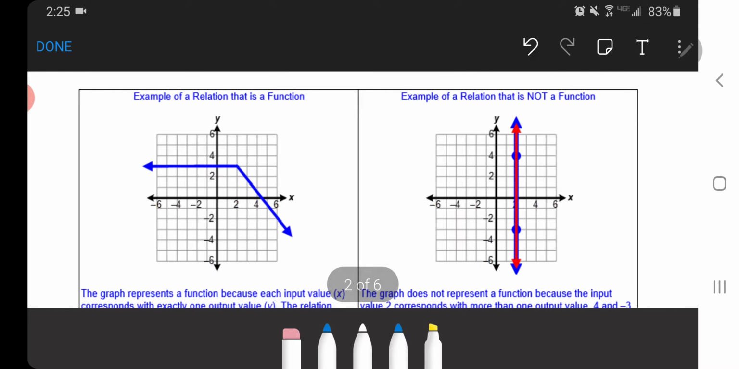Kind of the same thing here once again. Of course, on the right hand side they have a vertical line, and if you draw a vertical line on a vertical line, it's going to hit everywhere. So of course it's not a function.